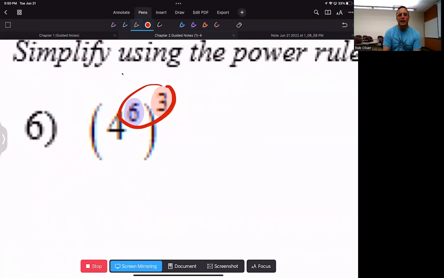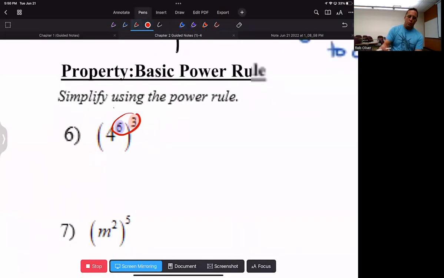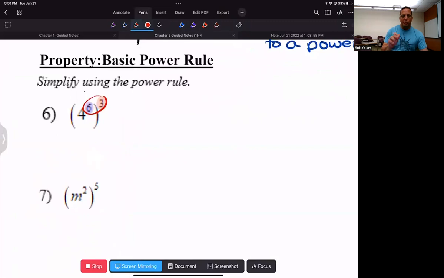You've got something like that. So what you do in this instance is you multiply the powers. We're not going to add 6 plus 3. We could think of it as addition, but I'll show you that in just a second. We're just going to do 6 times 3, which is going to make 4 to the 18th power.